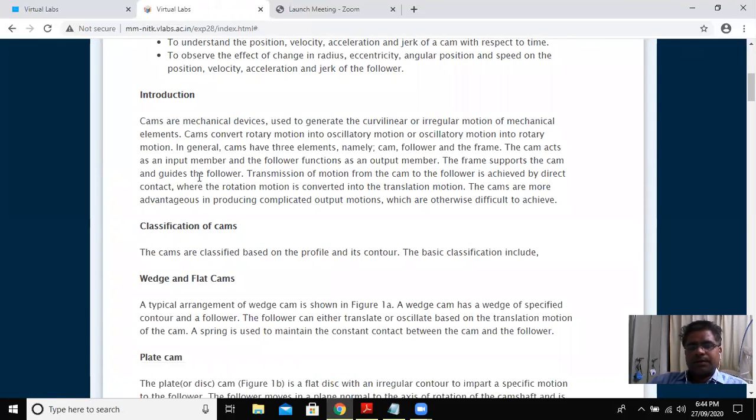Now, basically, what is cam? Cam is a machine element which we are going to use to convert type of motion. Suppose I want to convert a rotary motion into a reciprocatory motion or oscillating motion. I'll be using the cam and follower.